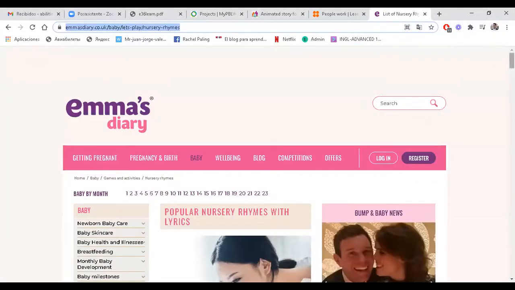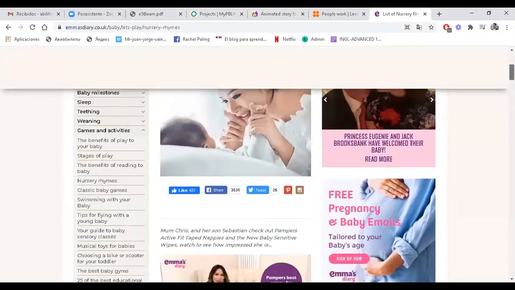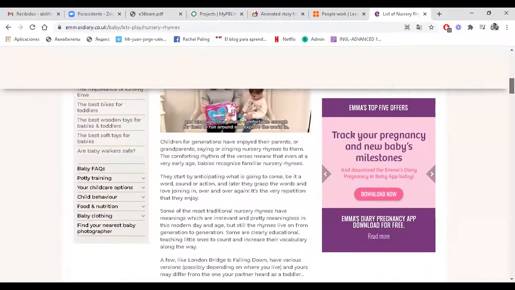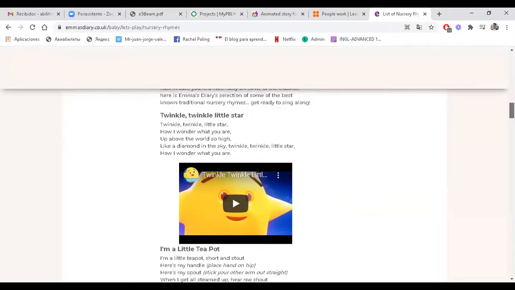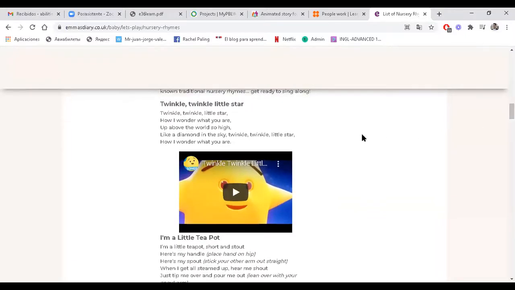All right, here are nursery rhymes. A very popular one is Twinkle, Twinkle, Little Star. This is a very good way to work on pronunciation, comprehension.